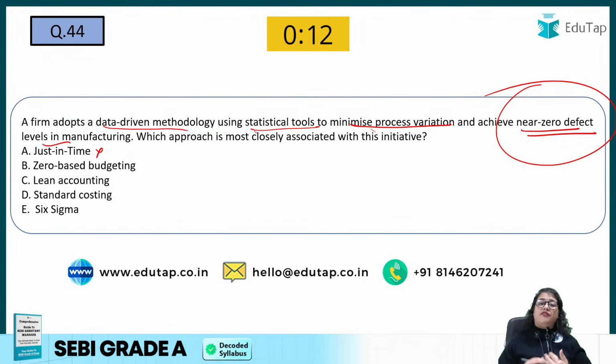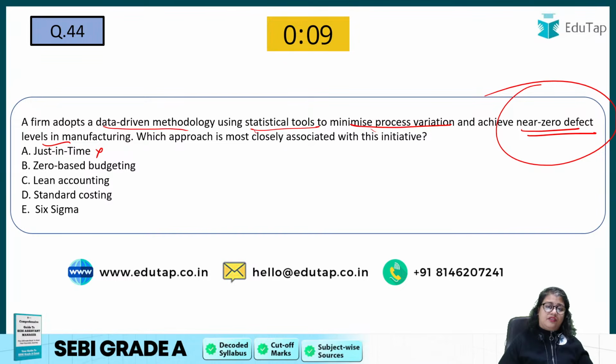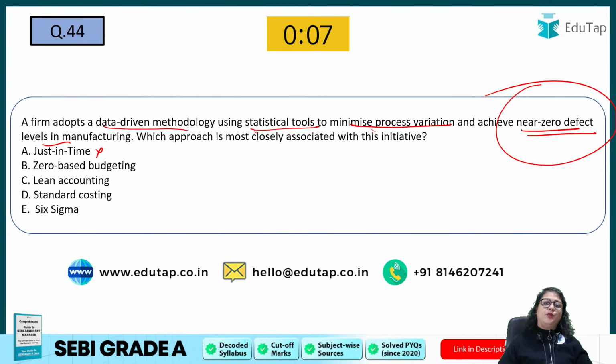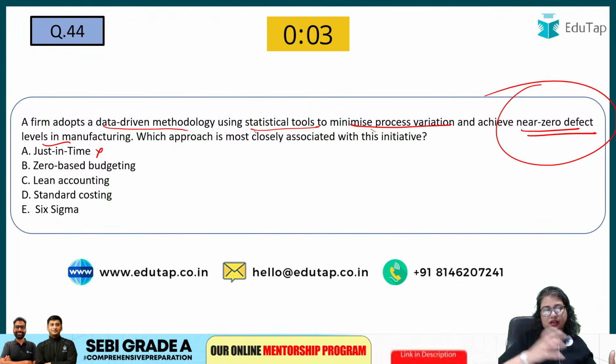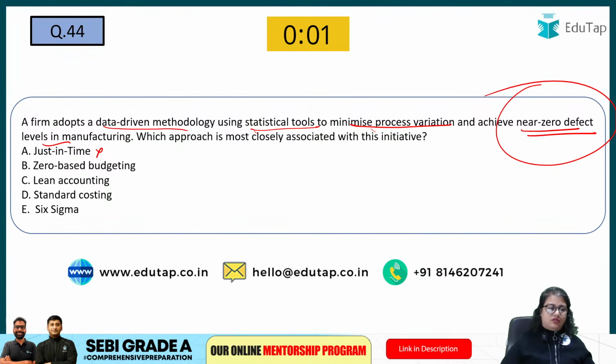You should know that when you make budgets from scratch, that is from zero, every time you make a budget, you don't repeat the budget from the previous one. You just make a whole new budget from scratch. So this is also wrong.